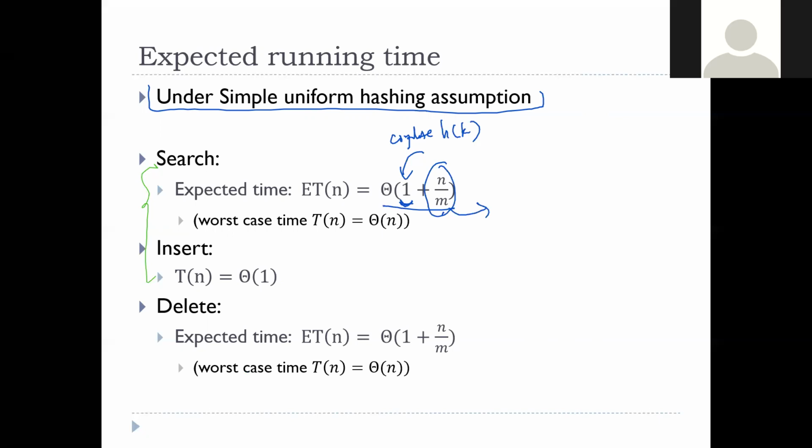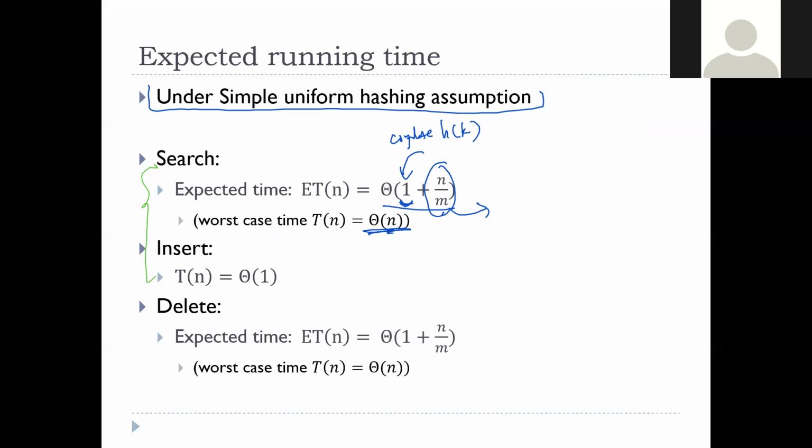So this is the expected running time. In the worst case, as we said, you can still be unlucky no matter what, because the hash function has to be deterministic. No matter what hash function you choose, if your input is very weird, you could still have all the elements mapped to the same slot, which needs linear time to search for an element.